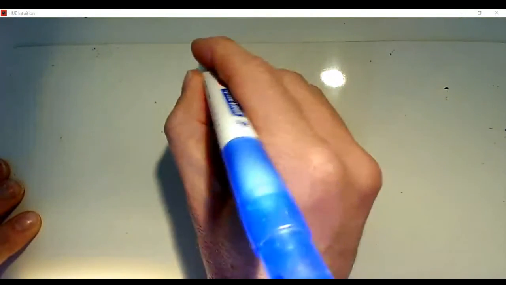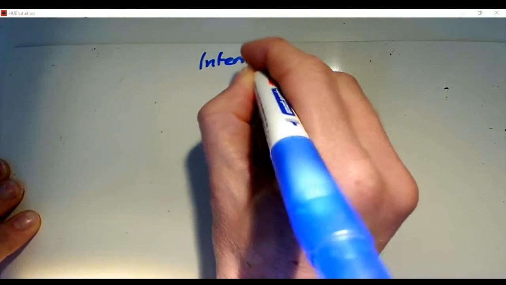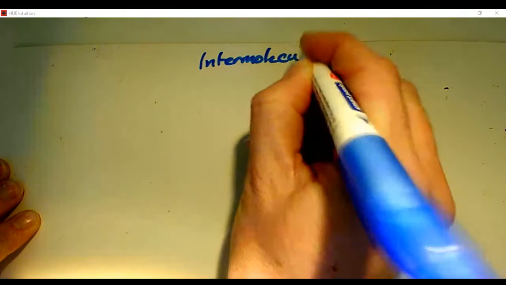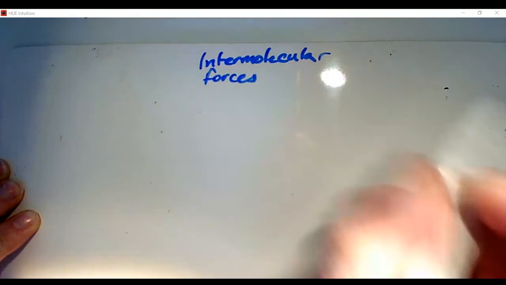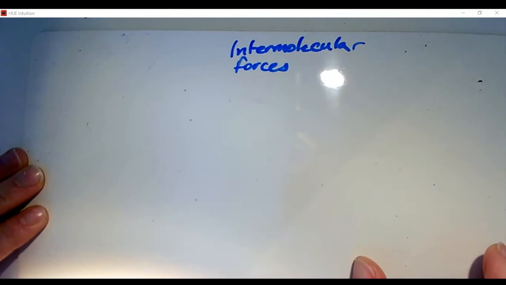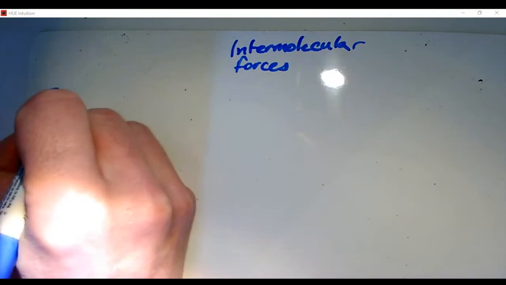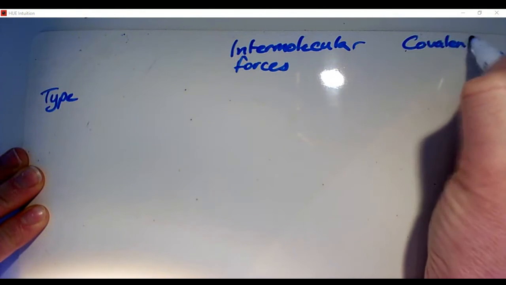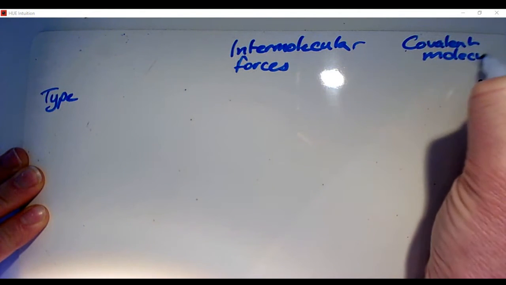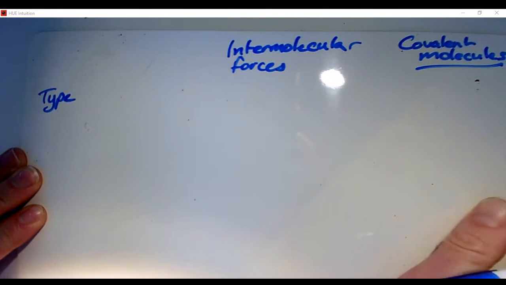Okay, so what I'm going to do is start talking, assuming you've seen the video, and look at the intermolecular forces, the types and so on. So you've got three types that we're going to look at. Now remember that these only apply to covalent molecules.